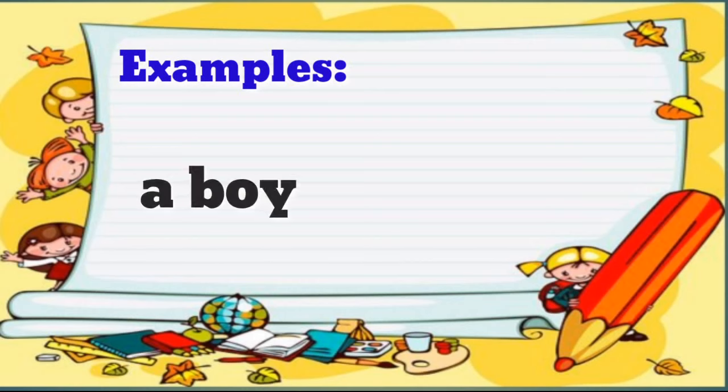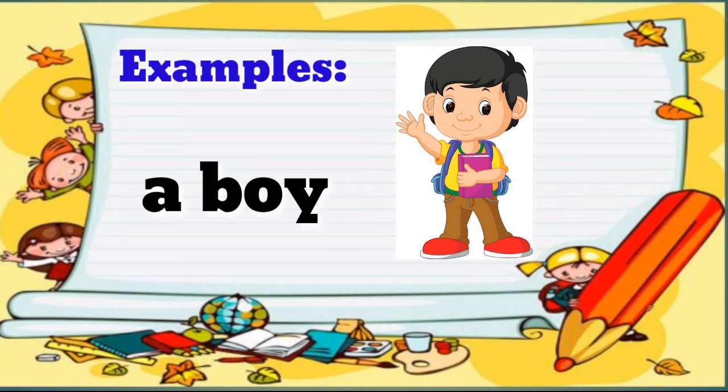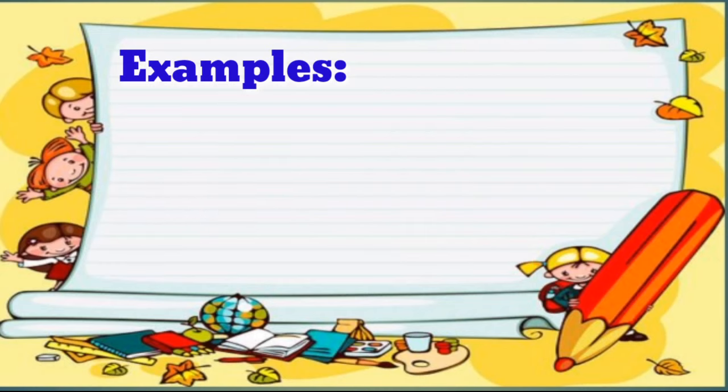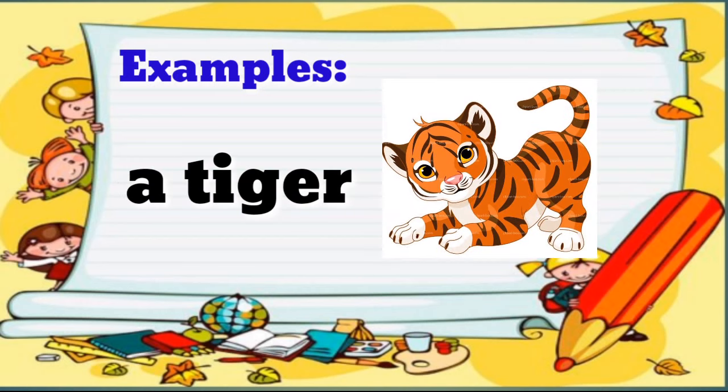Examples: a boy. Boy is a noun that starts with a consonant B. That's why we're going to use a. A boy. A tiger. Tiger is a noun that starts with a consonant T. That's why we're going to use a tiger.